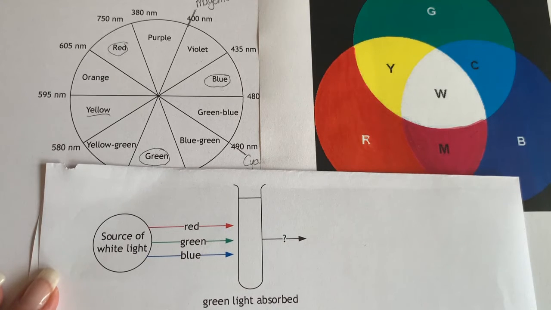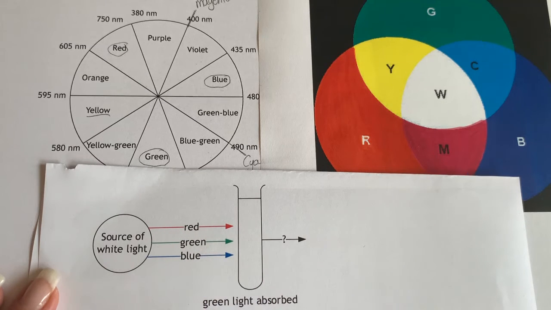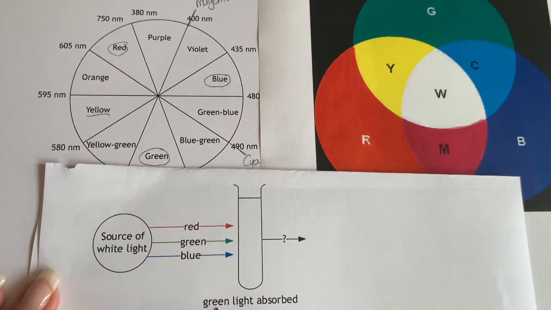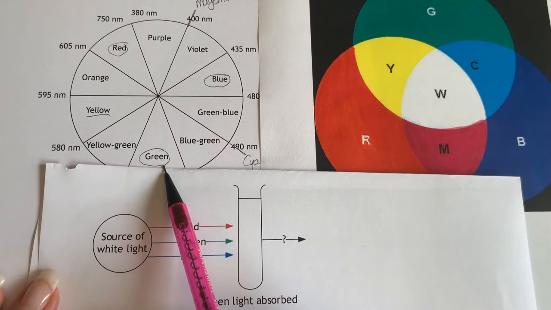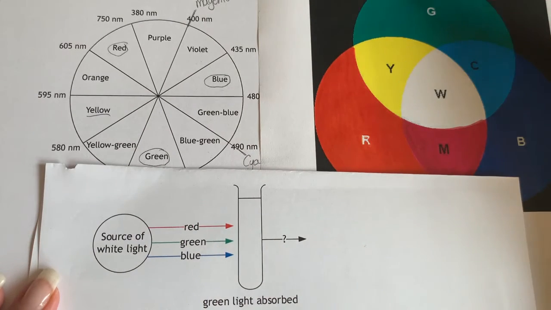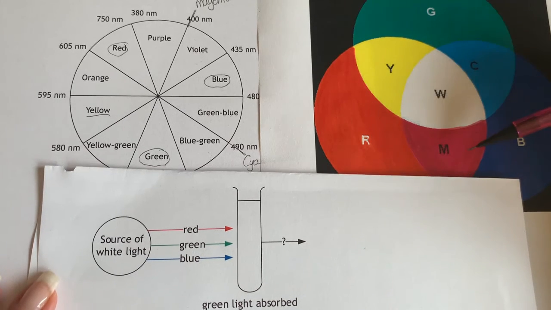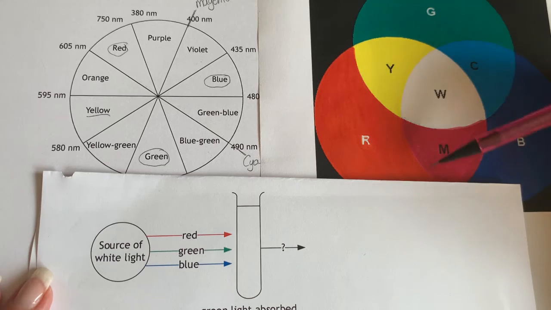In this next example, we've got, again, a source of white light, the three primary colours coming through, but this time it's green light that's been absorbed. So that's this one going. So over here, if our green light is absorbed, then the colour that you'll see will be exactly opposite that. So we'd see a kind of magenta colour appearing.